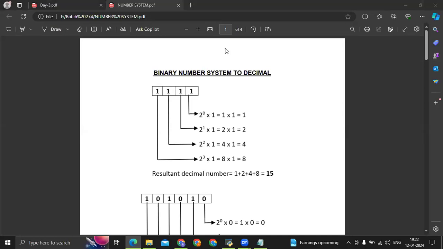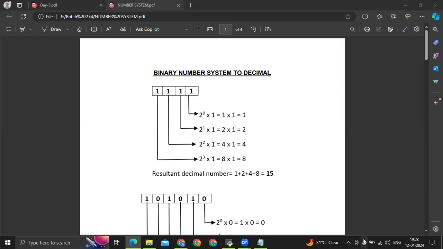Okay. Smith, are you aware of this? Okay, good. After this, we are multiplying with the digit 1. We have 1, 1, 1, 1, so we multiply each with 1. 2 raised to the power 0 is 1, into 1 is 1. 2 raised to the power 1 is 2, into 1 is 2. 2 raised to the power 2 is 4, into 1 is 4. 2 raised to the power 3 is 8, into 1 is 8. So 1, 2, 4, 8. We'll add these numbers and we'll get the output.